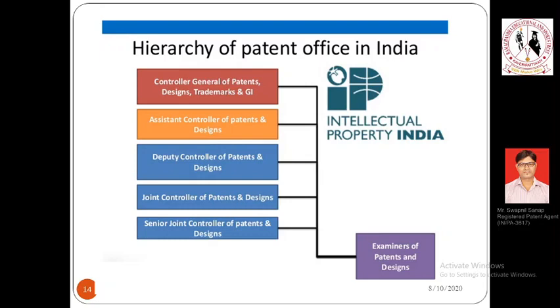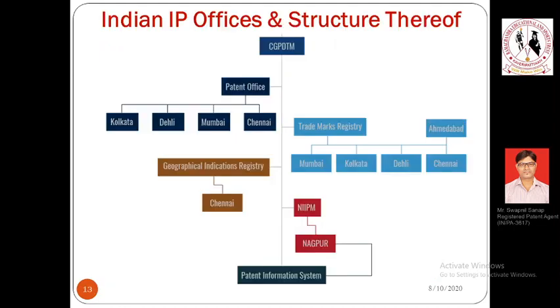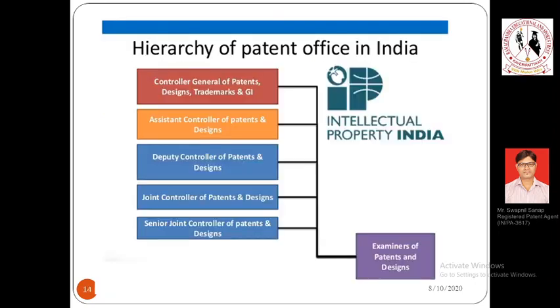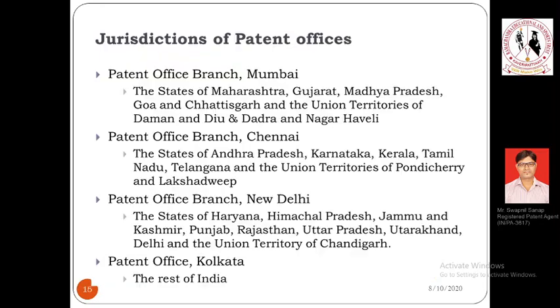There have to be people who are involved with the technology, who deal with the technology, and thus examiners are those people who deal with the technology related work for them. I hope this hierarchy is clear. Let me reiterate. The patent office structure that we saw is distributed into 4 offices, and each of these 4 offices has this hierarchy, except the CGPDTM sits in Mumbai, and all other posts are common, but people keep on changing in each of the offices.